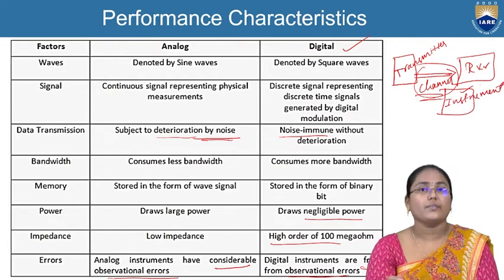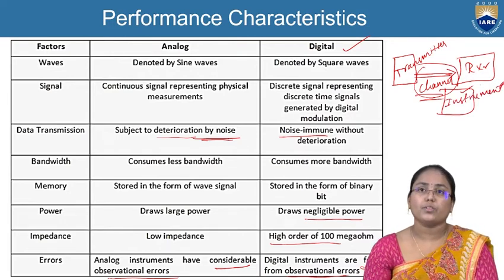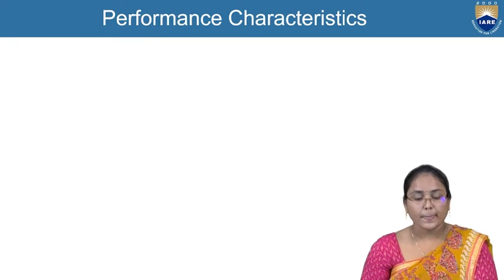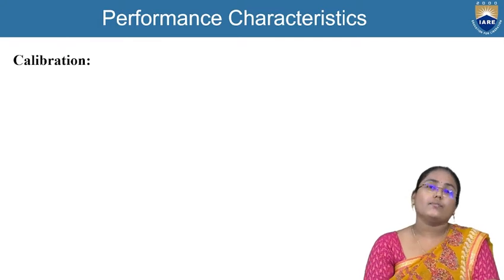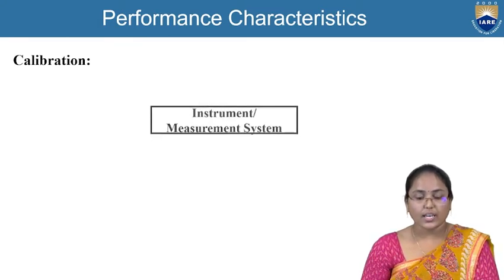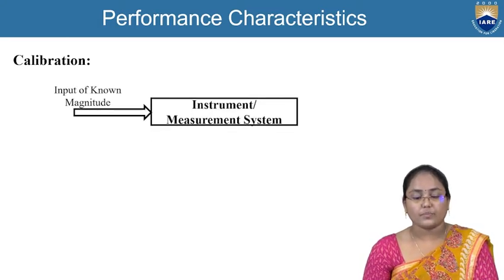So this is the advantage of using digital signals compared to the analog signal. Now coming back to the static and dynamic nature of the signals. There, another aspect we have to consider is the calibration, and how the calibration will be done.